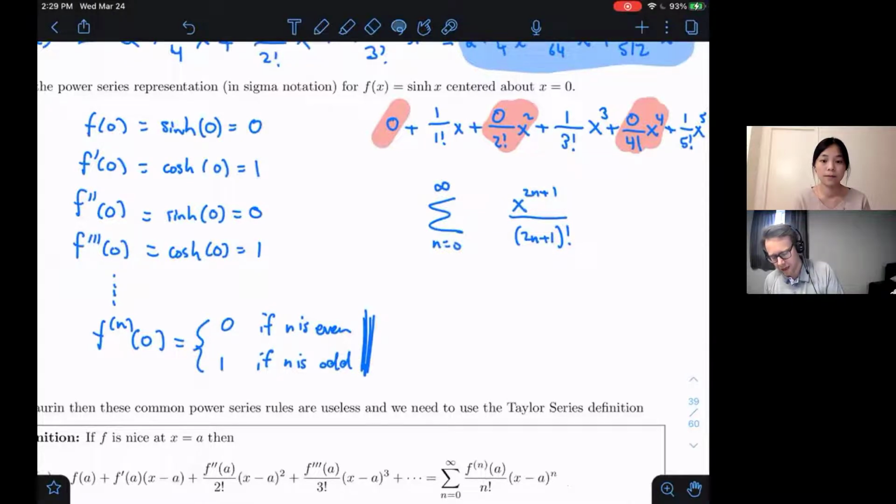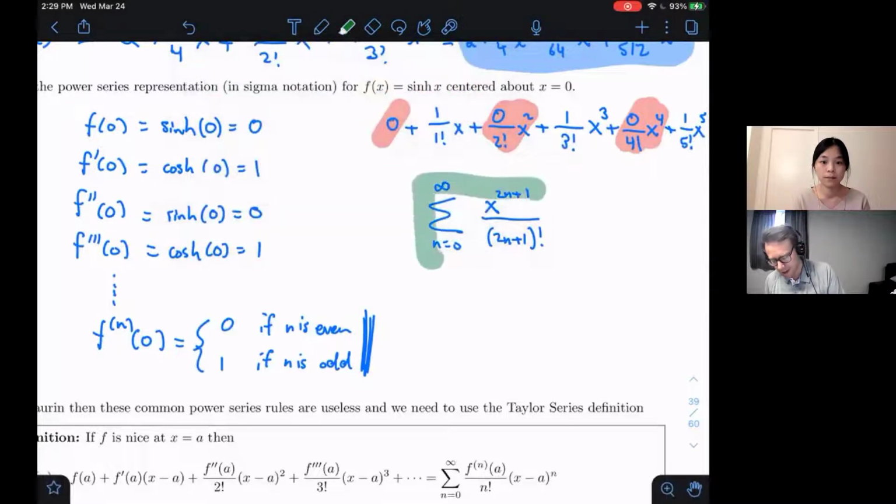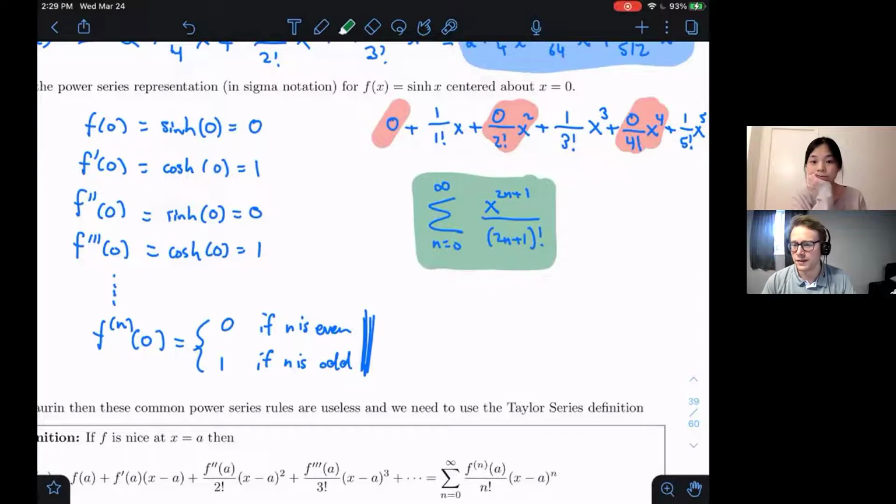So my final answer here is just this. And you can see maybe yet again here why hyperbolic sine has the notation that it does, that it's good friends with regular old sine.